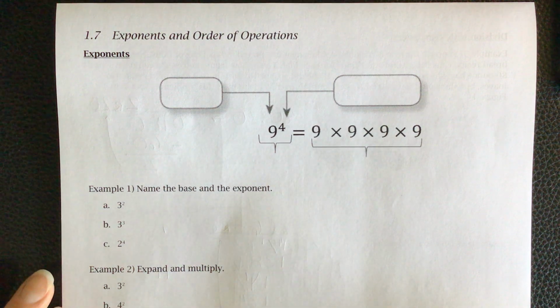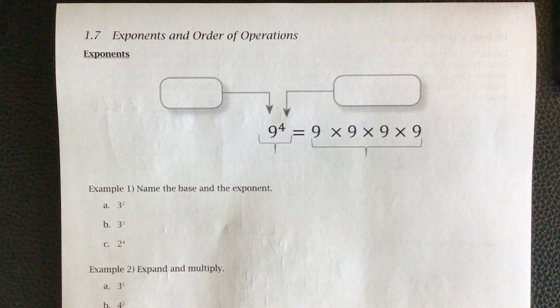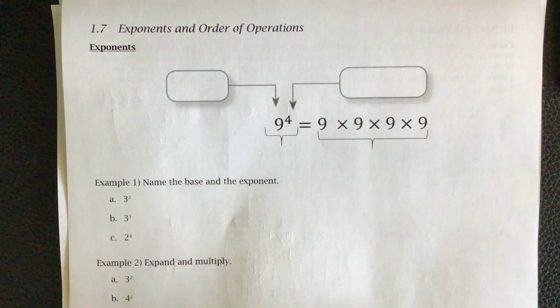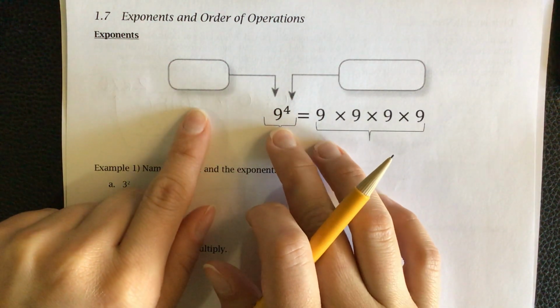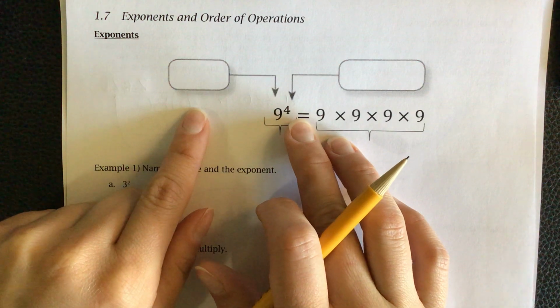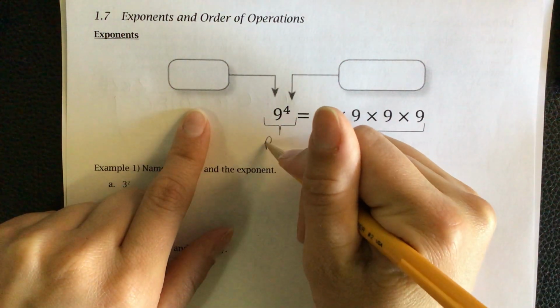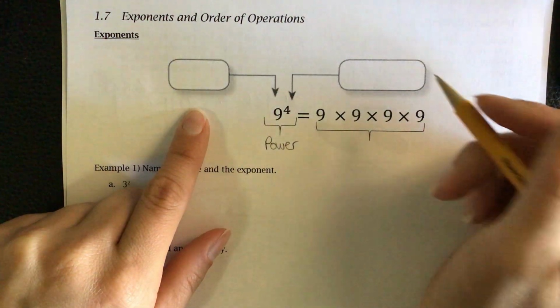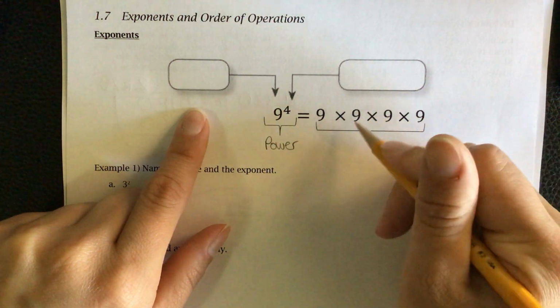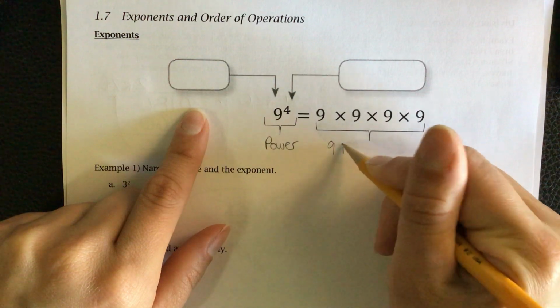This is 1.7, exponents and order of operations. So when we're talking about exponents, we're talking about something that says like 9 to the 4th power, where we would say that this has a power. Or we could say 9 is a factor.